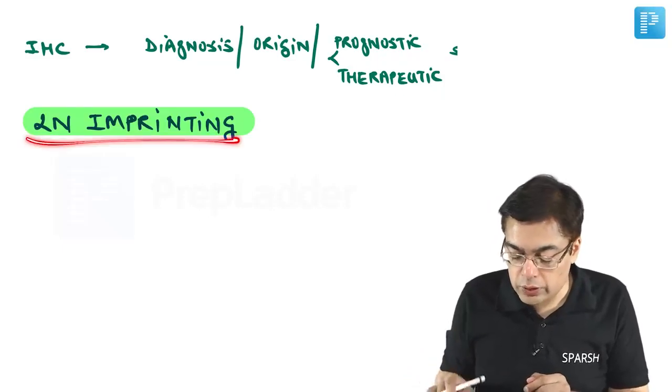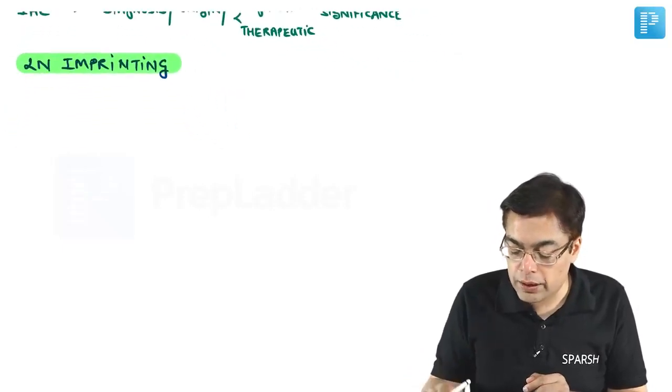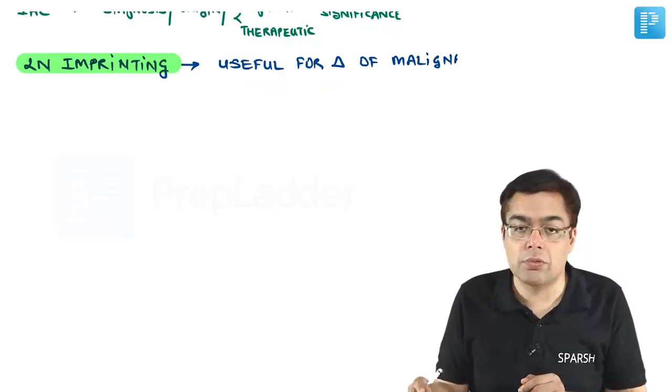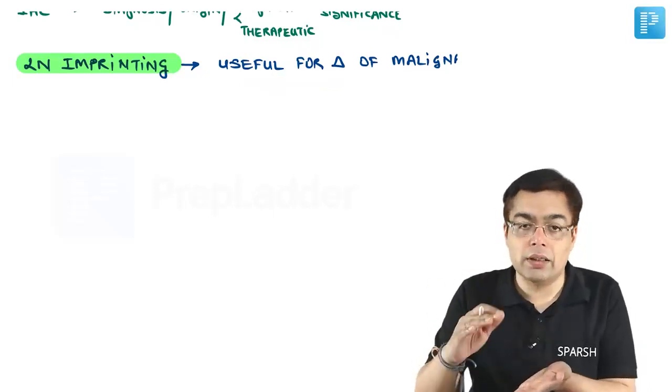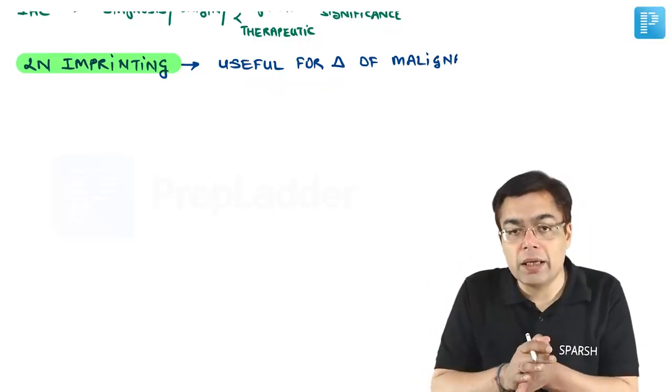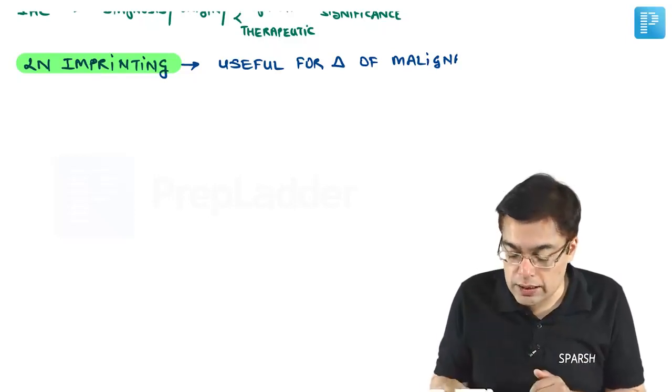Another important technique that we need to have an idea about is given the name of lymph node imprinting, which is going to be useful for making a diagnosis of malignancy, in which you are going to be cutting the lymph node and obviously imprinting it on the slide and then doing the histological examination.